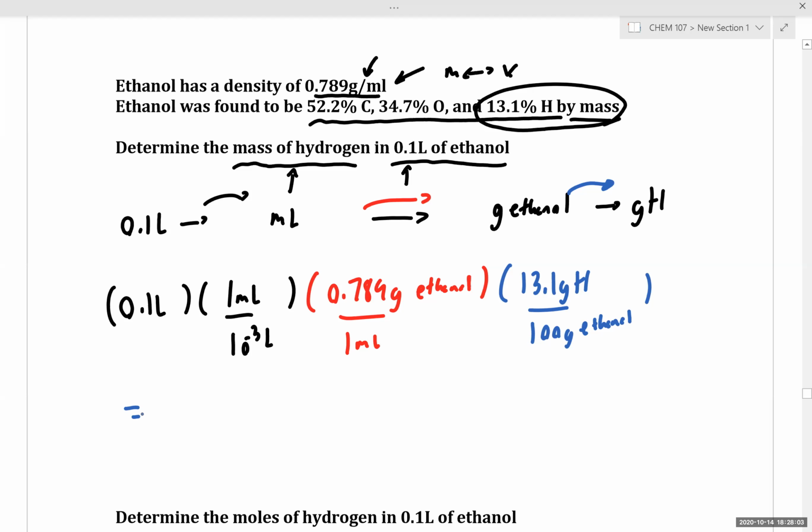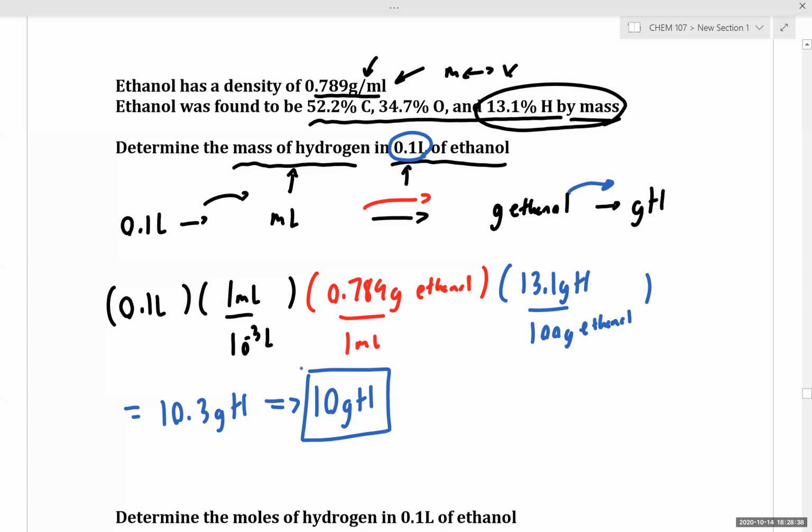So punching this into our calculator, we have 0.1 divided by 1 EE negative 3 times 0.789 times 13.1 divided by 100. And that in turn gives us 10.3 grams of hydrogen that we in turn round to 10 grams of hydrogen to respect the fact we only have one significant figure.